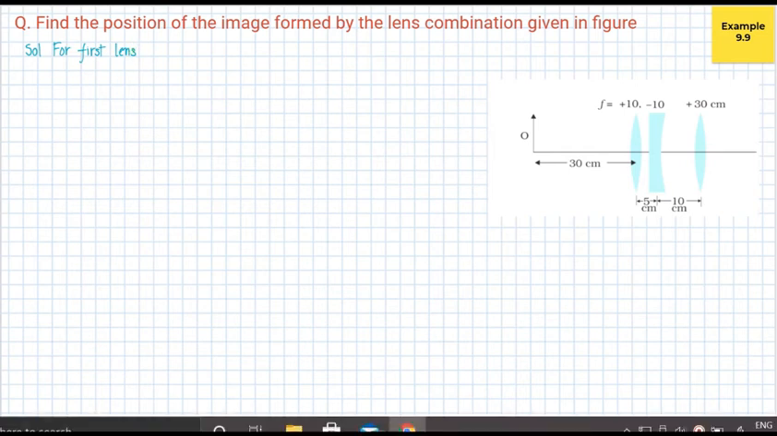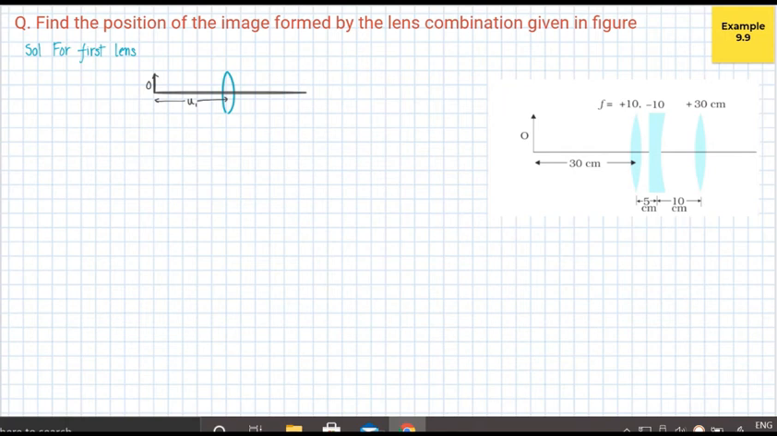Fine. So consider your first biconvex lens. Okay. Now, as you can see in this picture, this is your object O. Okay. This object is placed at a distance of how much? It is placed at a distance of 30 centimeter. So this is your object distance. Okay. To avoid confusion, let us write U1. So here, what happens for your first lens?